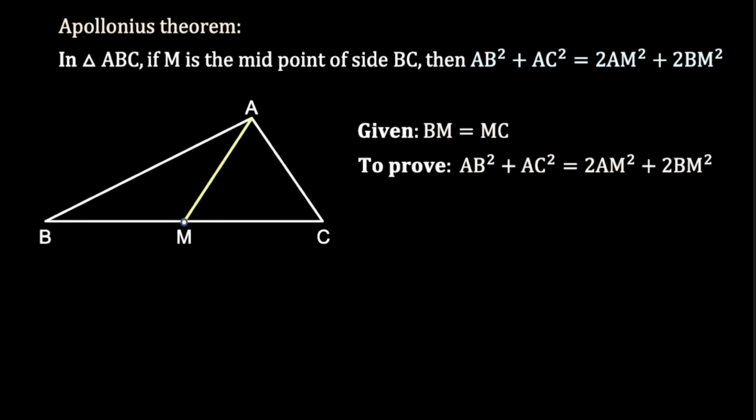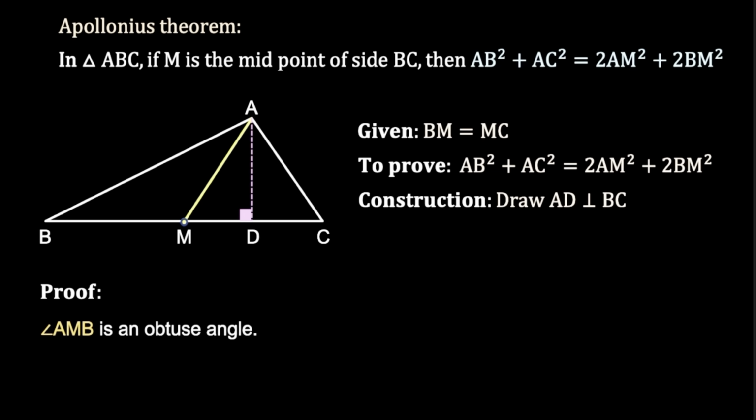Now for that we are going to draw a perpendicular AD on BC. Why are we drawing this perpendicular? Because we want to create right triangles so that we can use the Pythagoras based results we learned earlier. Now observe the figure very carefully. If AM is not perpendicular to BC, then we know that one of the angles will be acute and the other one will be obtuse. Now in this figure, we can say that angle AMB is an obtuse angle, right?